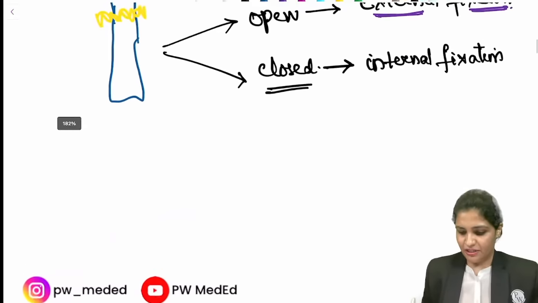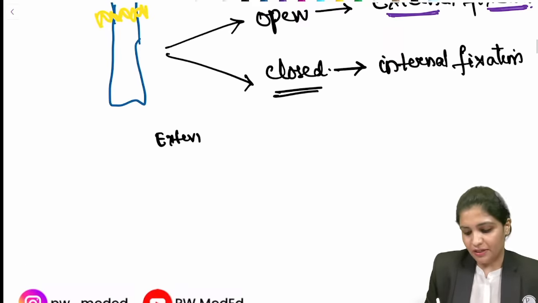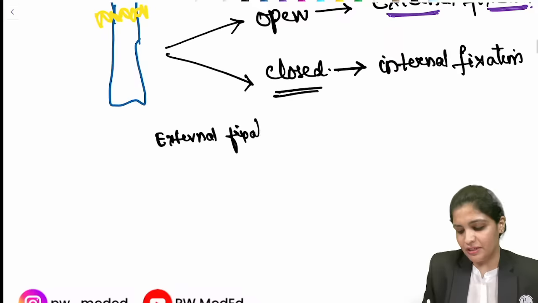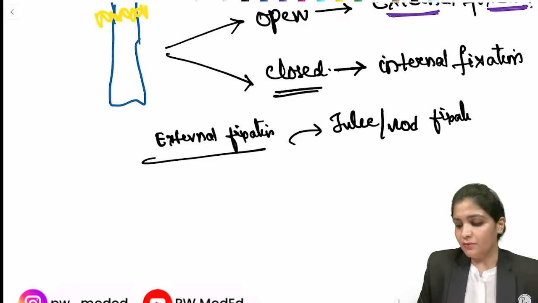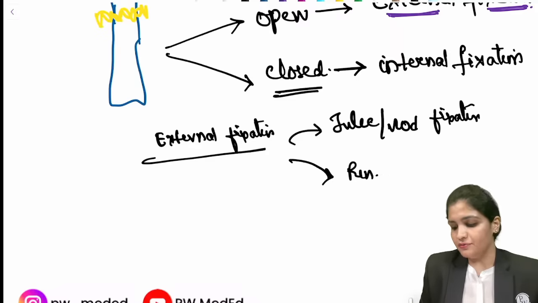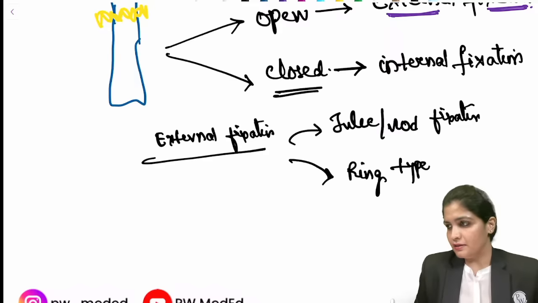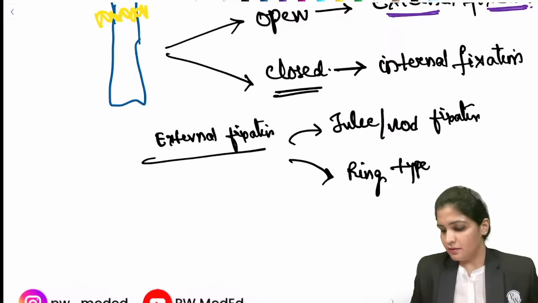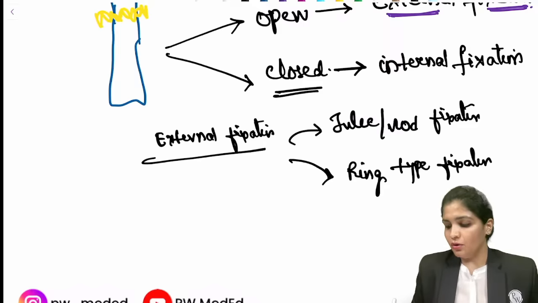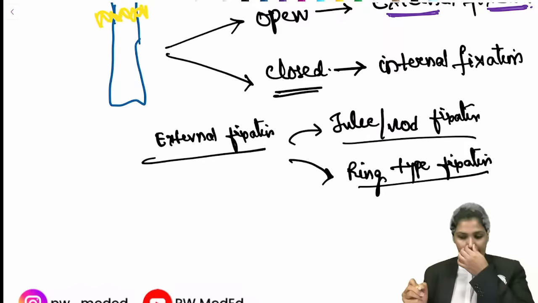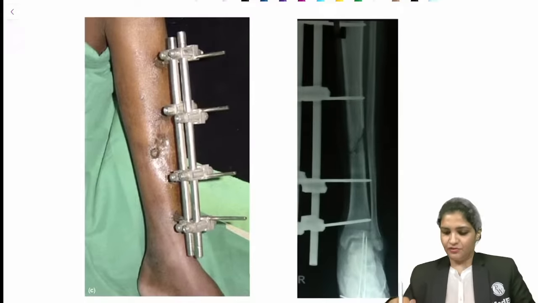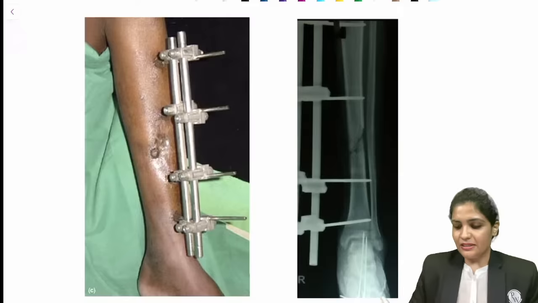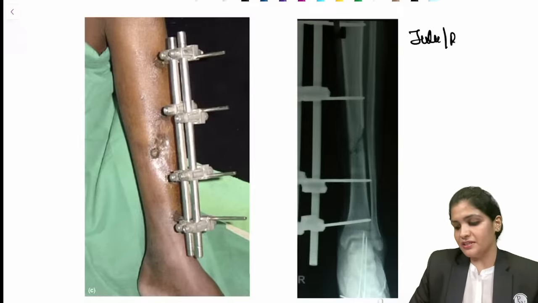External fixation is of two types again, right? One is your tube or rod type of fixation, and the second one is your ring type of fixation. So what is the difference between the rod and the ring type? If you see the image which I have displayed here, this is one of the X-rays from our own hospital, which we have operated. So this is your tube or rod type of fixation, right?